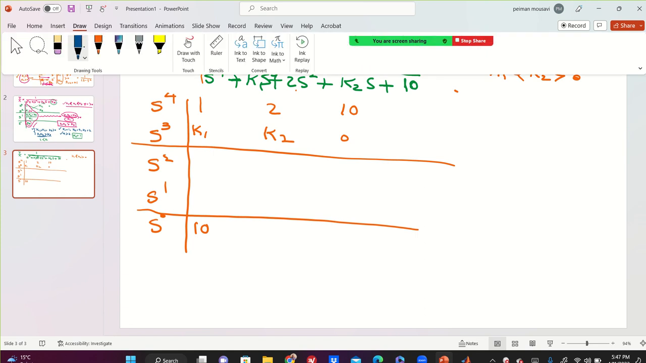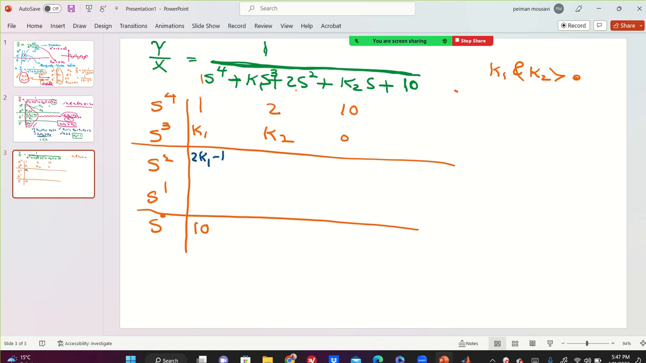So the next line is going to be this multiplied by this, 2K1 minus K2 divided by K1. Next term is this multiplied by this minus 0 divided by K1. It's going to be 10. Clear, everybody? K1 10 minus 0 divided by K1 is 10. Next line is going to be this multiplied by this, so you're going to have K2 times 2K1 minus K2 divided by K1 minus 10K1 divided by the same number. I'm going to call it A. Okay. A.